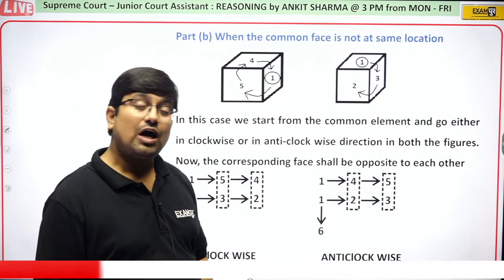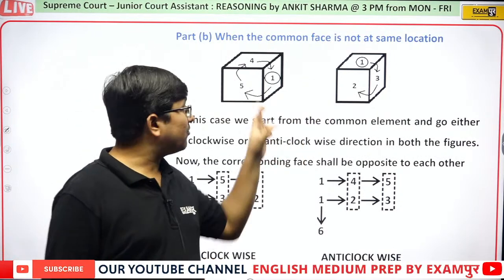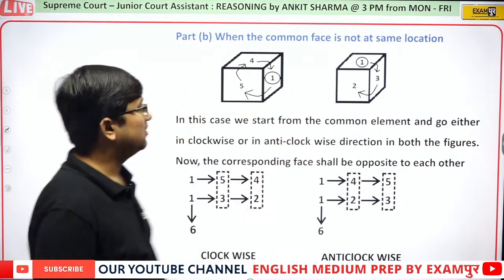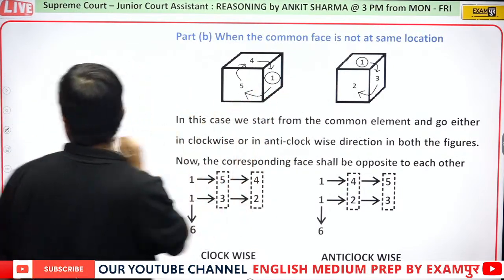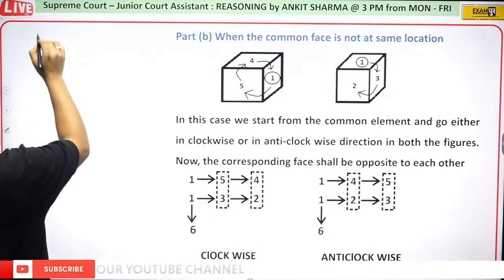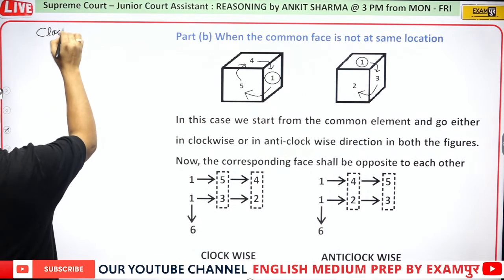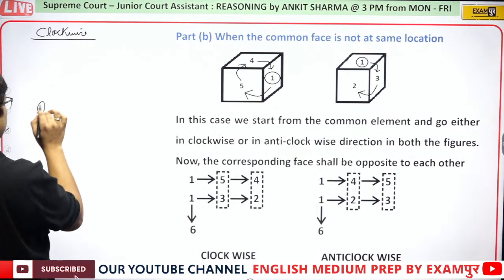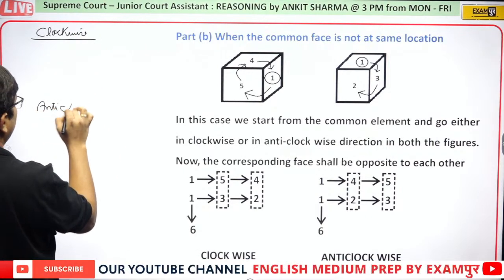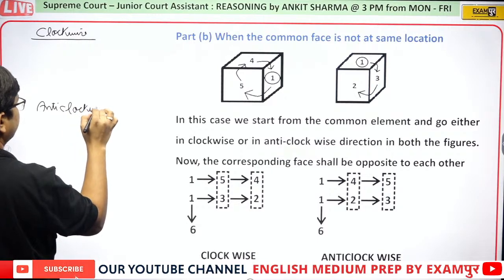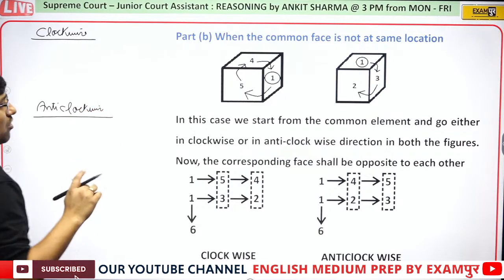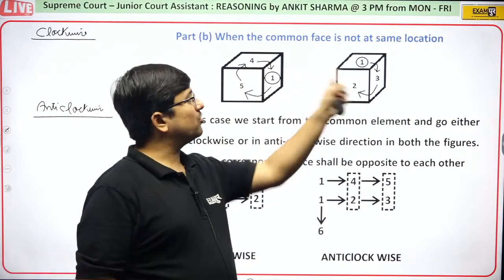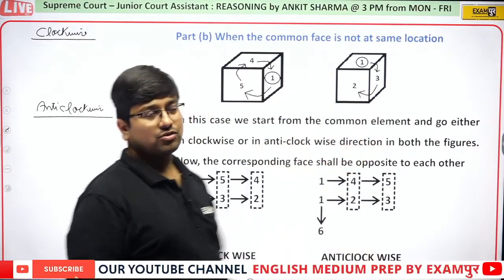So now, how to do it? Start from the common element, that is 1. And now go in clockwise direction. Or you have the freedom, you can go in anti-clockwise direction also. So the common thing in both of them is 1.